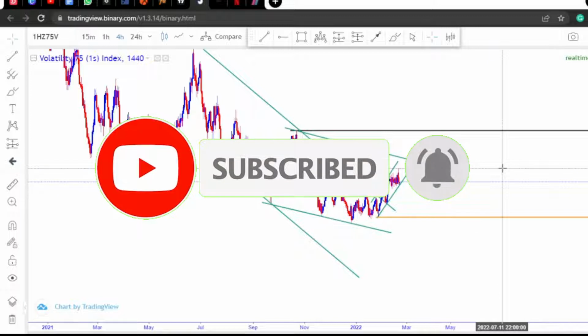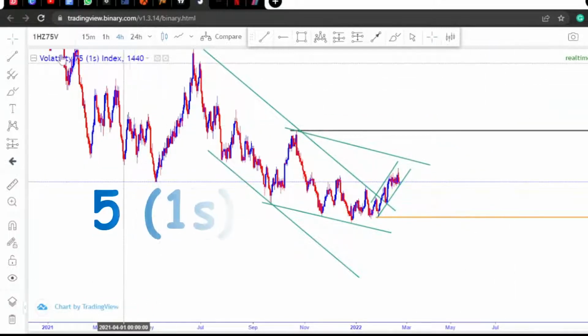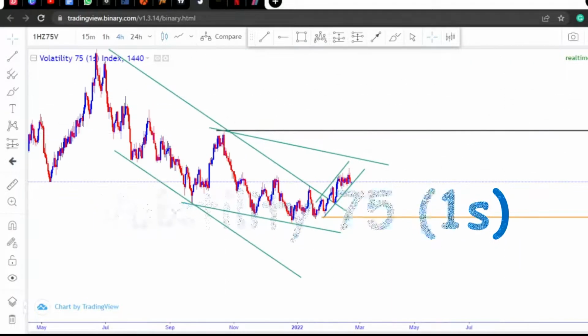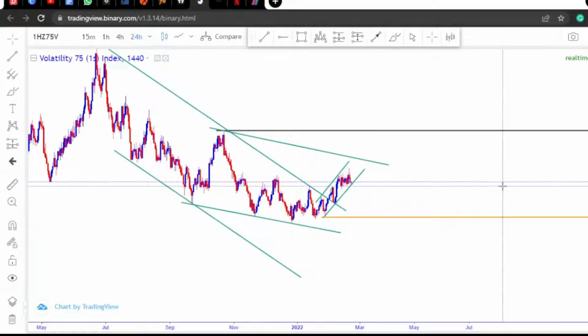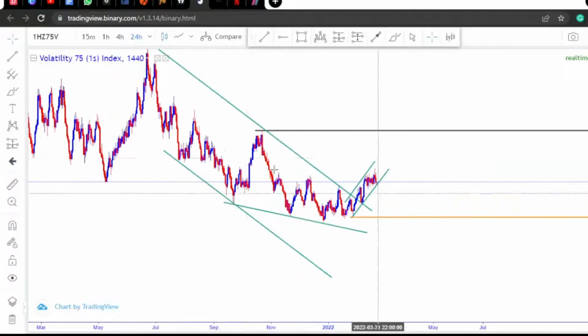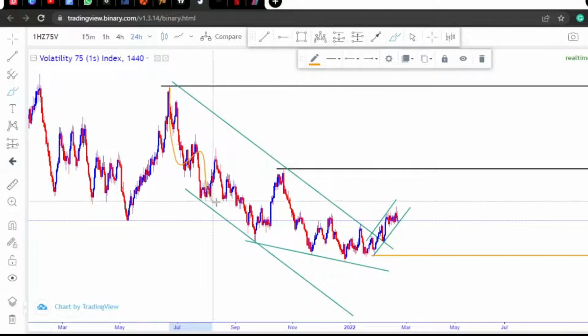So today I'll be looking at synthetics, all right? And I just want to go through Volatility 75 (1s). So you can see that I'll start from the daily time frame, the 24-hour time frame. You can see that it was on a downward trend, like this. Then it has broken up. Now it's moving up.